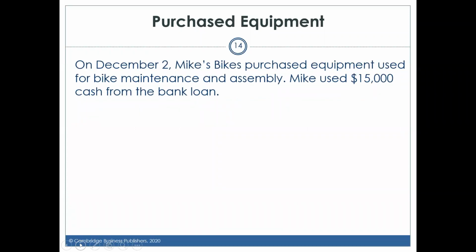December 2nd, Mike's Bikes purchased equipment that they used for bike maintenance and assembly. Mike used $15,000 cash from the bank loan to purchase the equipment. What accounts are involved? 2 accounts, cash and equipment. Cash goes down by 15,000 and their equipment goes up by 15,000.